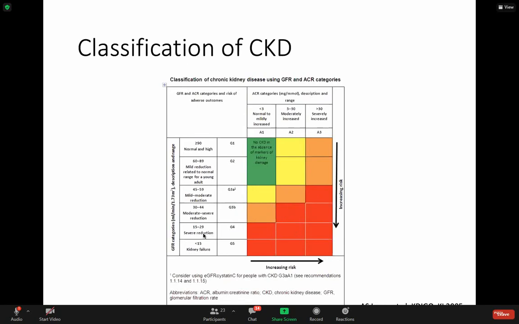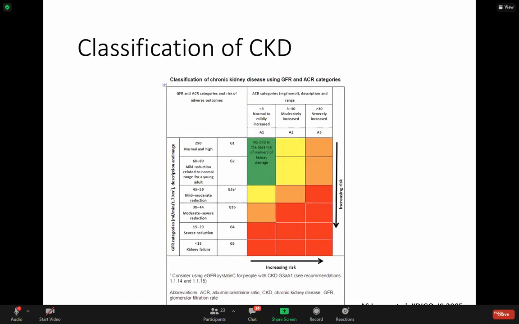Okay. And if I have severe reduction in the GFR, stage 4, whether or not you have albuminuria, the risk of progression is high. And of course the risk of progression increases if you have significant macroalbuminuria.